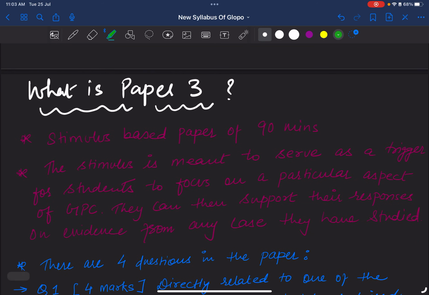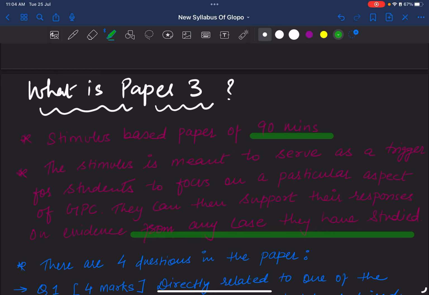Let's move on to paper 3. Now, what is paper 3 here? For a few minutes we are going to focus only on paper 3. This is going to be a stimulus-based paper of 90 minutes, that means 1 hour 30 minutes. The stimulus is meant to serve as a trigger for students to focus on a particular aspect of GPC. They can then support their responses with evidence from any case study they have studied.